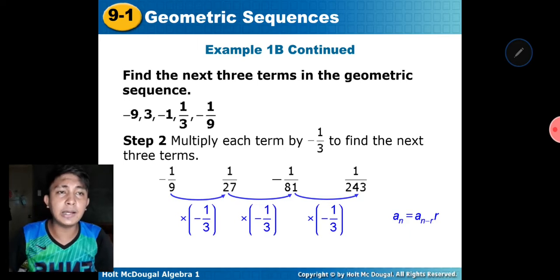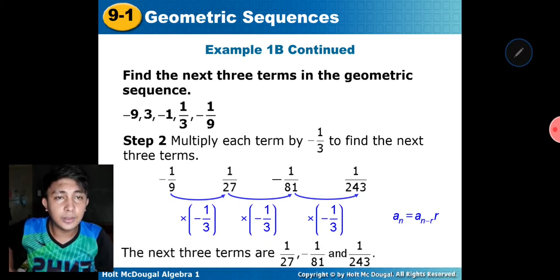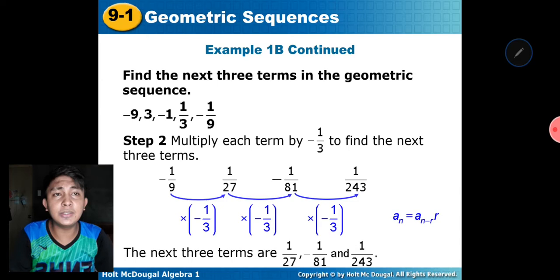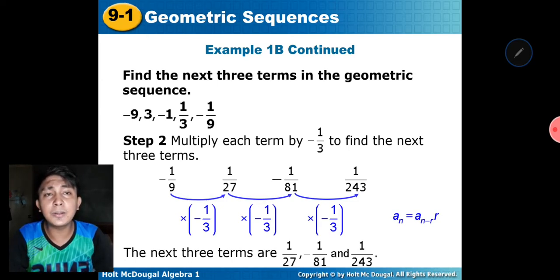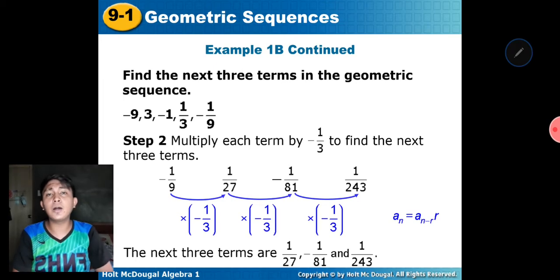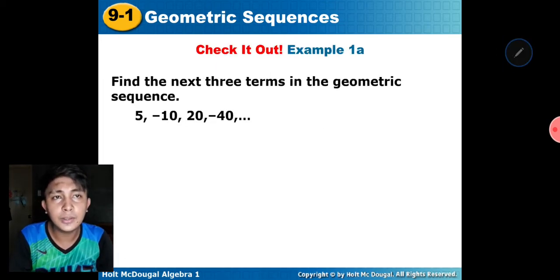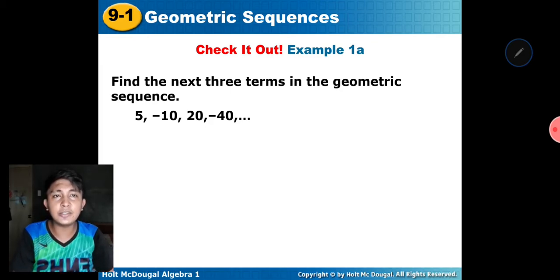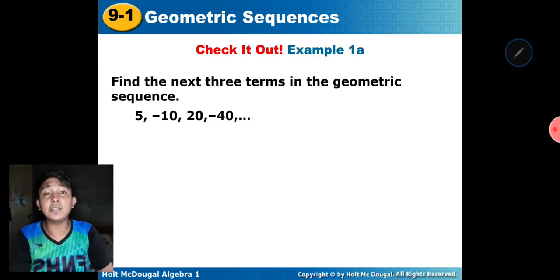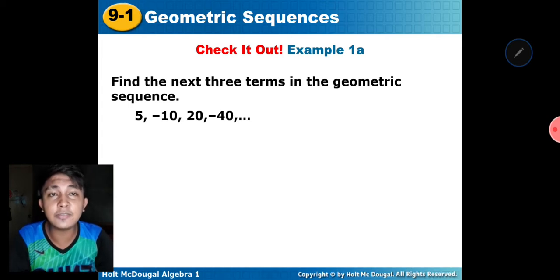Okay, so we have now the next three terms of the geometric sequence negative 9, 3, negative 1, 1/3, negative 1/9, which are 1/27, negative 1 over 81, and 1 over 243. Okay, so let's try this example. Find the next three terms in the geometric sequence: 5, negative 10, 20, and negative 40.